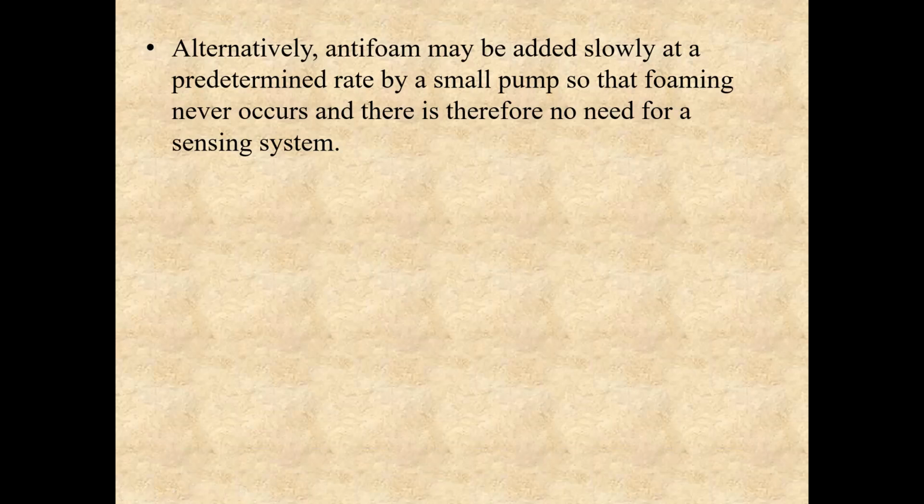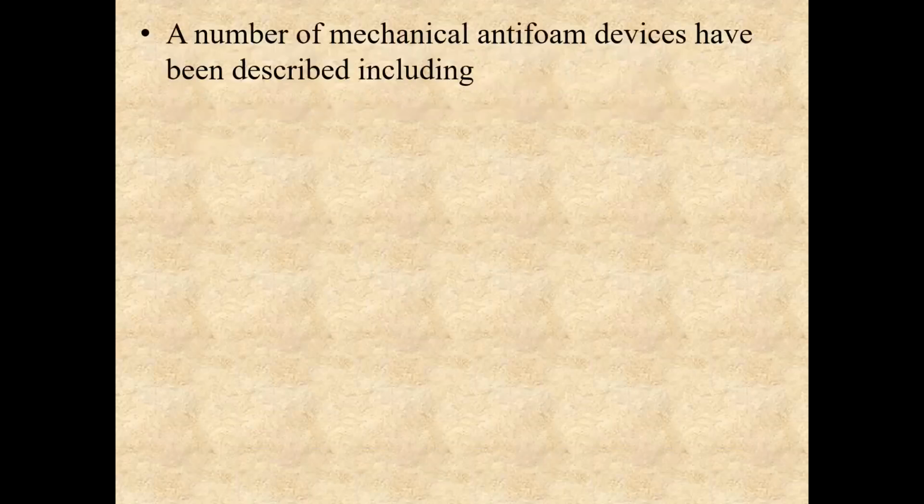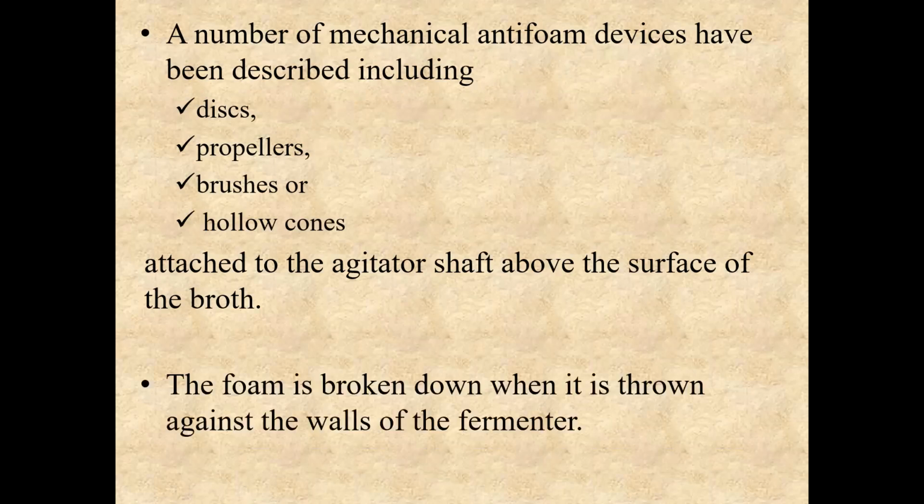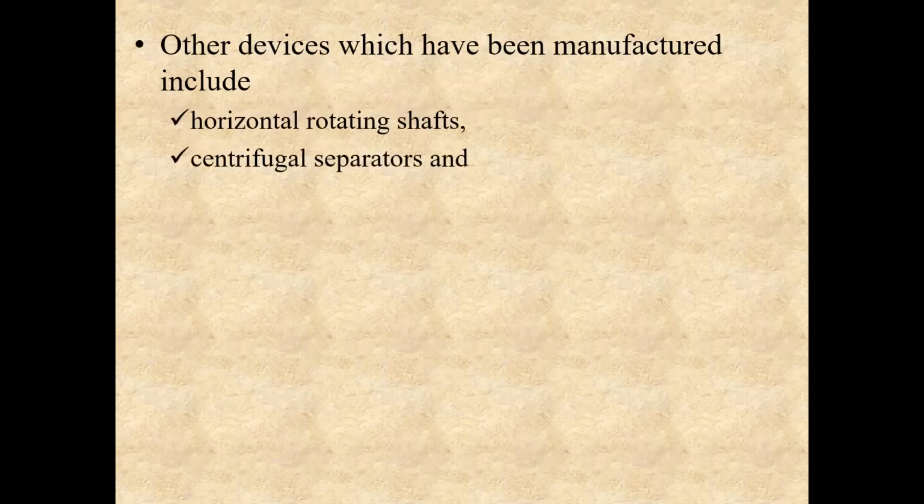And is there any other way if we don't go for antifoam? Yes, there are mechanical foam breakers available, and these mechanical antifoam devices have been described, including discs, propellers, brushes or hollow cones, and they are attached to the agitator shaft or the impellers above the surface of the broth. With these mechanical foam breakers, the foam is broken down when it is thrown against the walls of the fermenter. The other devices which have been manufactured include horizontal rotating shafts, centrifugal separators and jet sprayers.